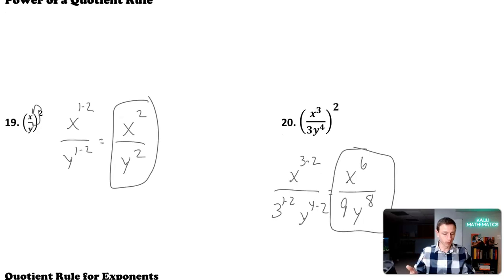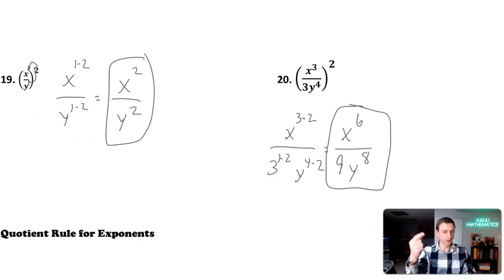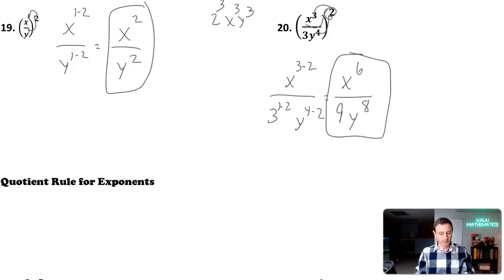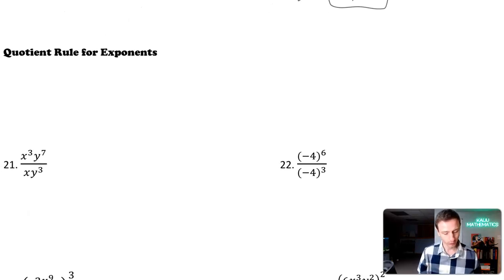So the power rule of a quotient is just making sure everything is getting that exponent. It's the exact same thing as if you had 2xy to the third power. This would become 2 to the third, x to the third, y to the third. Everything is getting this exponent.